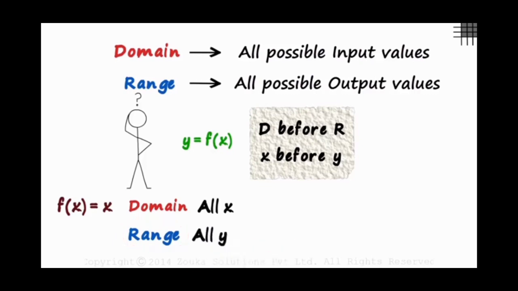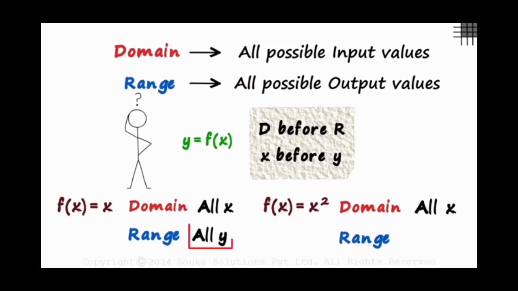Here's the second function, f of x is equal to x squared. What will be the domain and the range of this function? Try it out. The input x can take any value, so the domain will be all x. The range is interesting, it will be all y greater than or equal to 0. Why? Because the square of any number cannot be negative. It will always be non-negative.